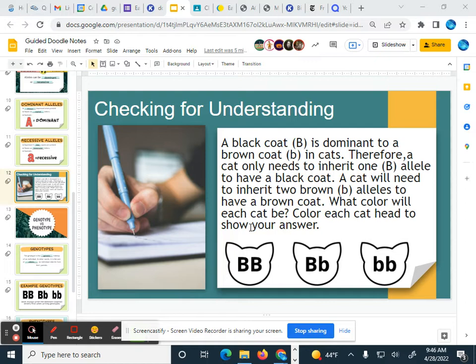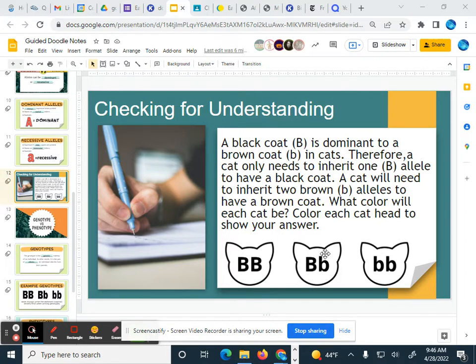Good. What you should have said to your partner was that there's at least one capital B, so it's going to have a black coat. Now, what I'd like you to add the next time you talk about it is why, right? So why don't you talk about it now? Why does the first cat have a black coat? Besides the fact that there's one capital B. What does the one capital B mean? The capital B means it has at least one dominant allele. Yes, this cat does have two, and that'll be important later on. But it only needs one to express a dominant trait, okay?